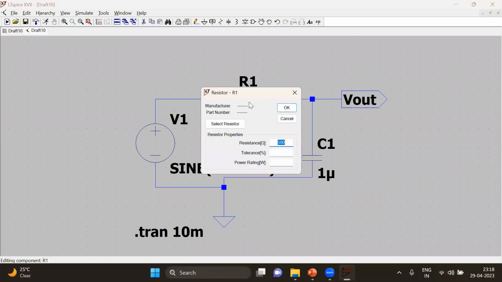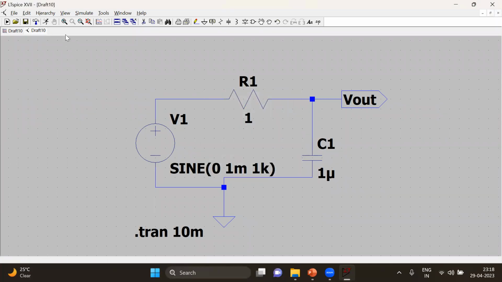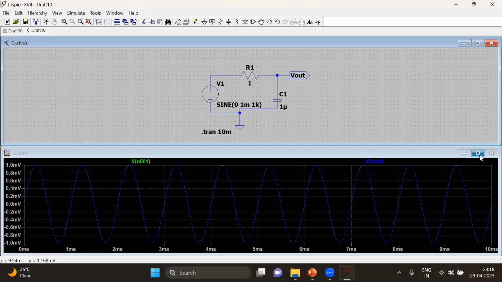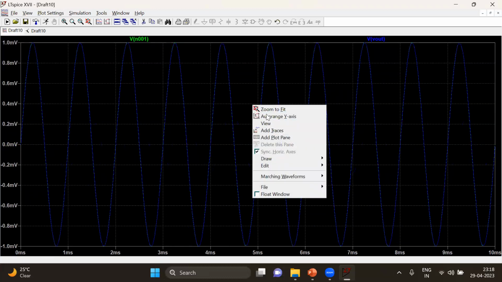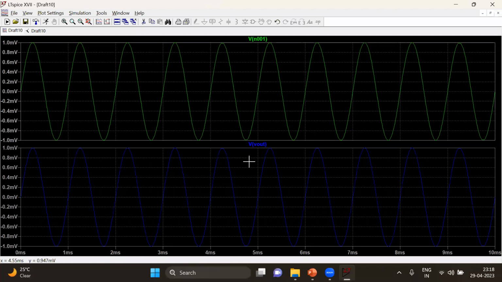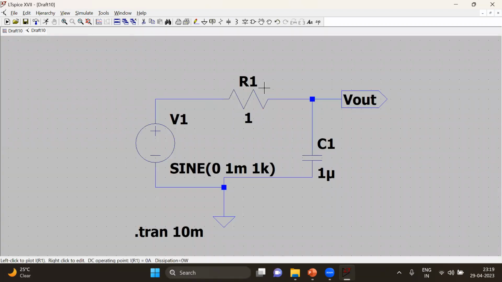Now suppose I keep this value as a 1 ohm resistance, so you will be able to see that both the waveforms are matching. To see both the waveforms, add a plot pane. So move this input waveform above, and you will be able to see that the phase of both the waves is almost similar. This input waveform is 2 millivolt peak to peak, and the output waveform is also 2 millivolt peak to peak. This clearly suggests that at this moment there is no voltage across this R1 resistance. It is very negligible, that is 1 ohm with respect to the 1 microfarad capacitor.